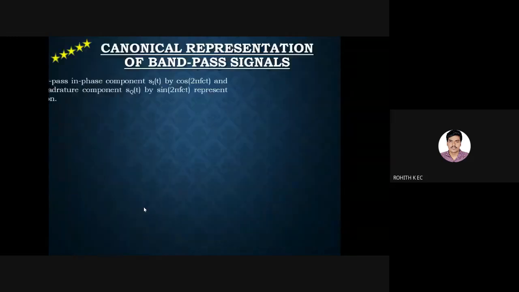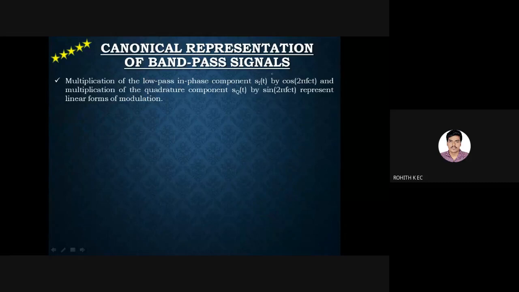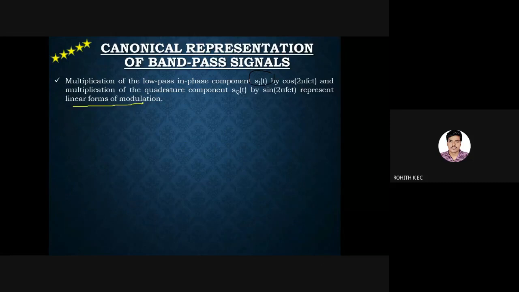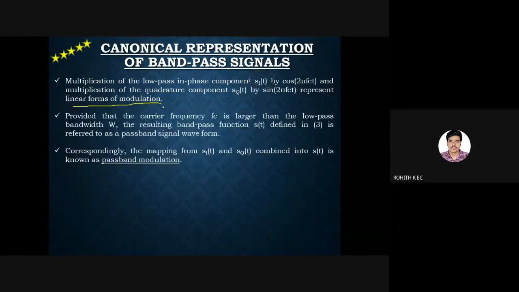Thus, we can say that by multiplying SI of T with cos 2 pi FCT and SQ of T with sine 2 pi FCT, I'm able to generate the modulated signal, and this carrier frequency FC should be higher than the bandwidth W, which is obvious. And this process of multiplying SI of T with cos 2 pi FCT and SQ of T with sine 2 pi FCT is termed as passband modulation.